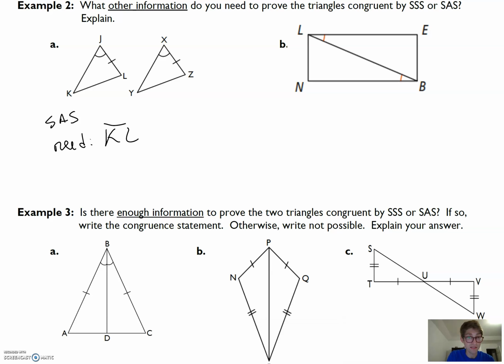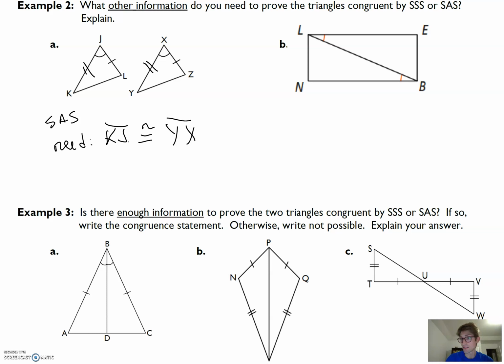Hopefully you're going to get KL. Just kidding. We're not doing KL. That's the wrong one. We need to include the angle. Hopefully you said KJ is congruent to YX. If we had that pair of sides, then we would have side, angle, side, aka the angle is in between the two sides. Do something similar over here on the right.